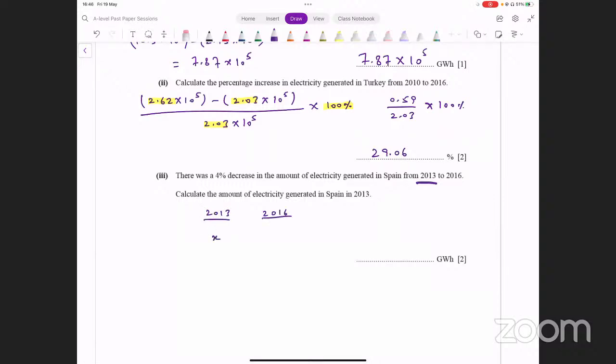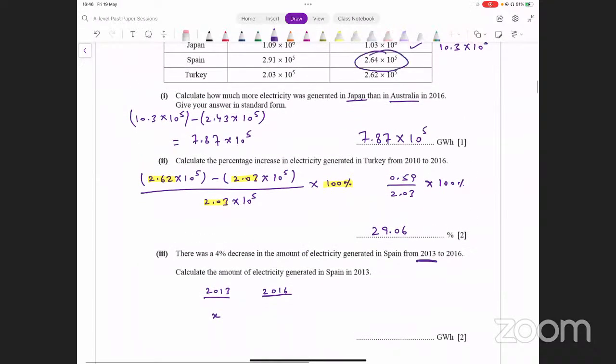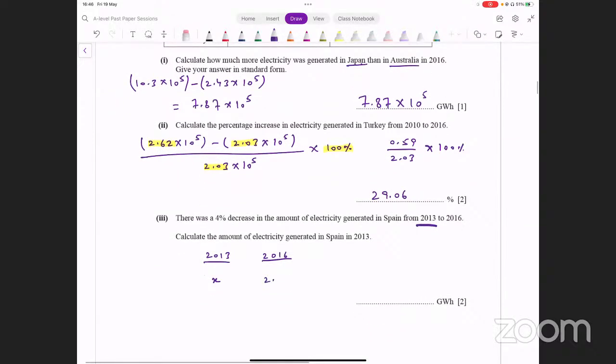Let's call that X. What about 2016? 2016 का नंबर हमारे पास स्पेन के लिए है यहाँ पे. That's 2.64 into 10 raised to power 5. Let's write that here. 2.64 into 10 raised to power 5. उन्होंने कहा है कि ये 4% डिक्रीज हुआ है. X जो है वो डिक्रीज हुआ है 4% to become 2.64.